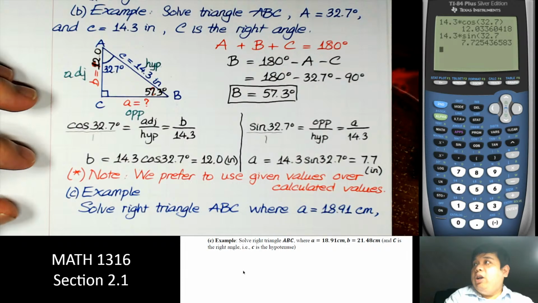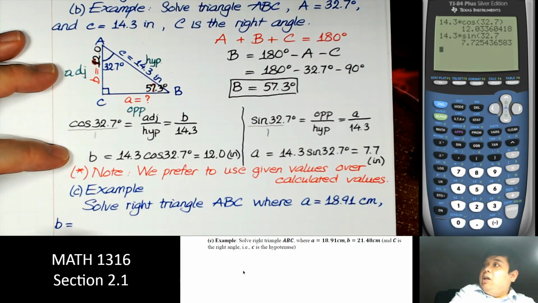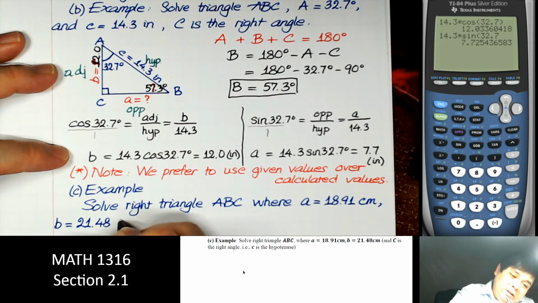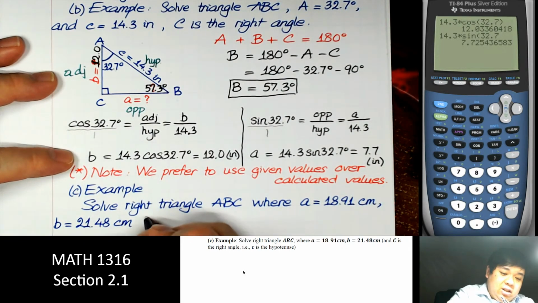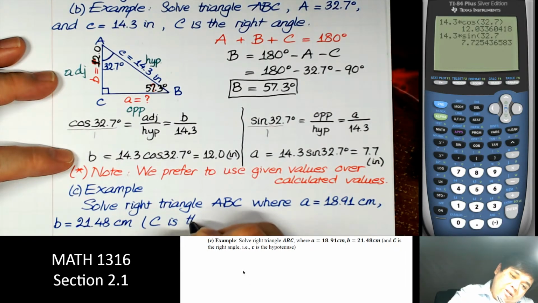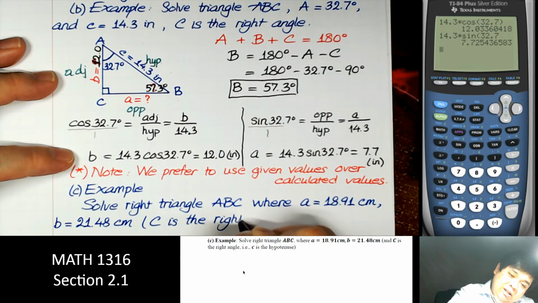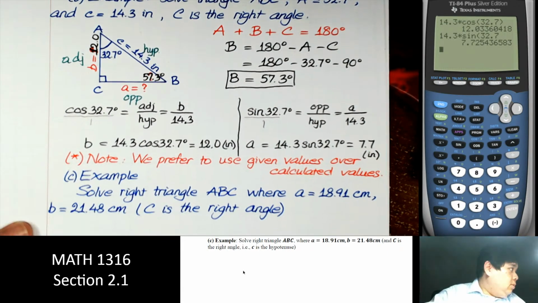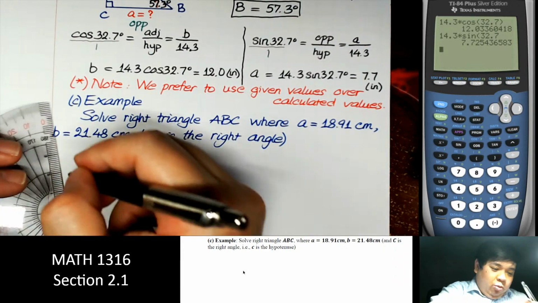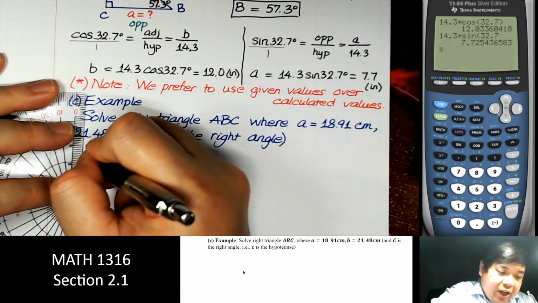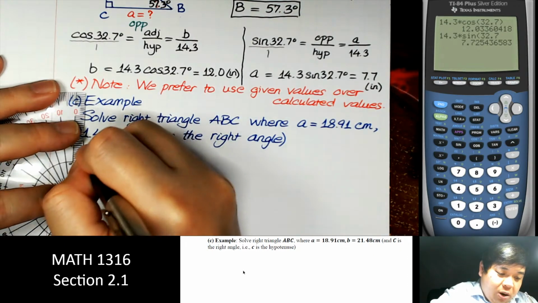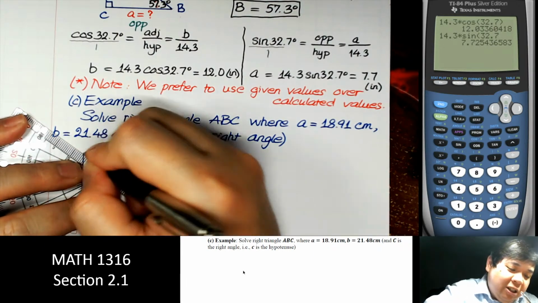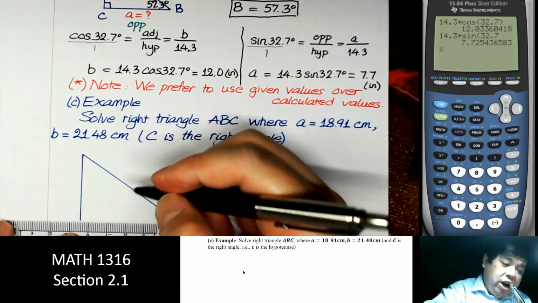Side a is 18.91, side b is 21.48, and C is the right angle, sorry. Just write a triangle and then put all the information we are given, and then try to figure out what we are missing, what we don't have. That is how to solve a triangle.